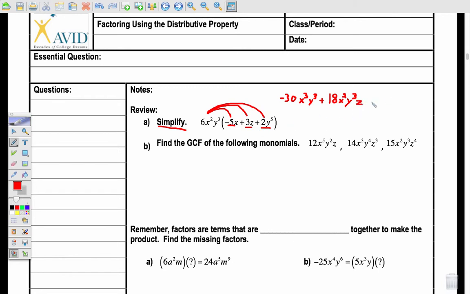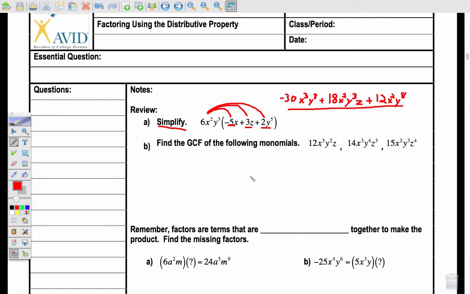And we got one more to do to multiply these out. So we got plus 6 times 2 is 12. X squared, there's not an x here, so that's going to stay x squared. Y to the third times y to the fifth, that's going to give us y, 3 plus 5 is going to be y to the eighth. And there is your answer.